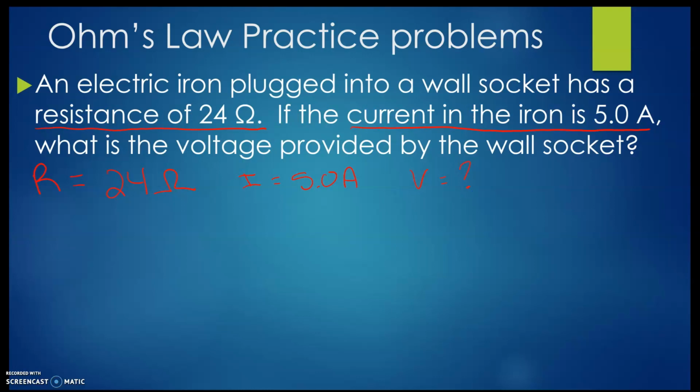The next thing that we want to do is plug our given numbers into our equation. So for I, we have 5 amps times our resistance, which is 24 ohms. 5 times 24 is going to give you 120 volts.